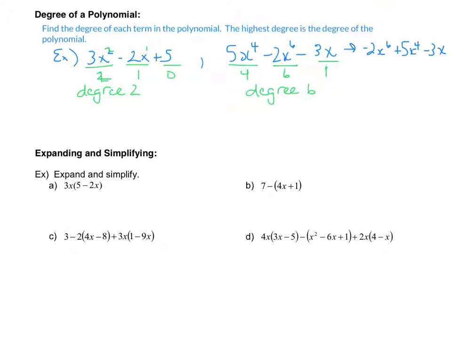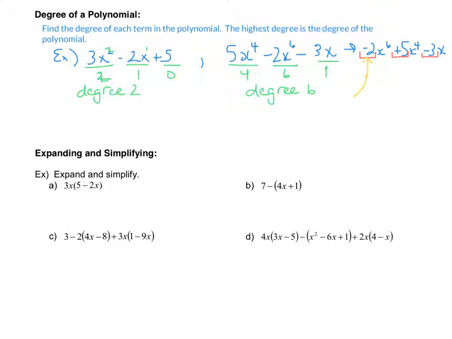The number part of a polynomial is called the coefficient. So this x to the 6 has a coefficient of negative 2, the x to the 4 has a coefficient of 5, and the x has a coefficient of minus 3 or negative 3. So the word coefficient means the number in front of the variable part. And when we write them in these descending powers of x, the very first coefficient, that one is called the leading coefficient. Okay, so the leading coefficient is the very first coefficient of the highest degree term.